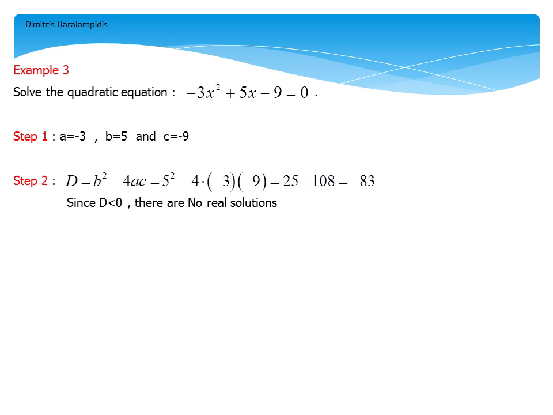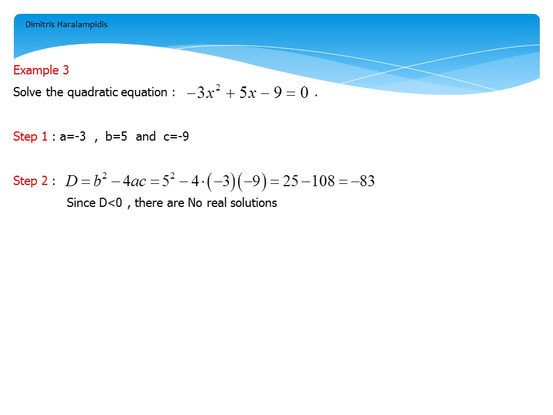Third example. Solve the quadratic equation negative 3x squared plus 5x minus 9 equals 0. As always, in the first step, we'll start by stating the values of a, b, and c. Here, a is negative 3, b is 5, and c is negative 9.